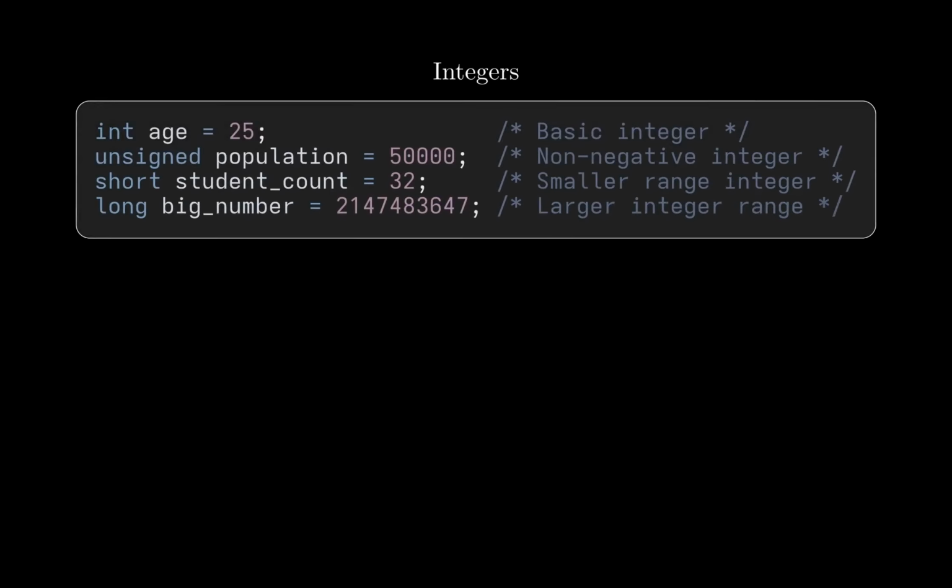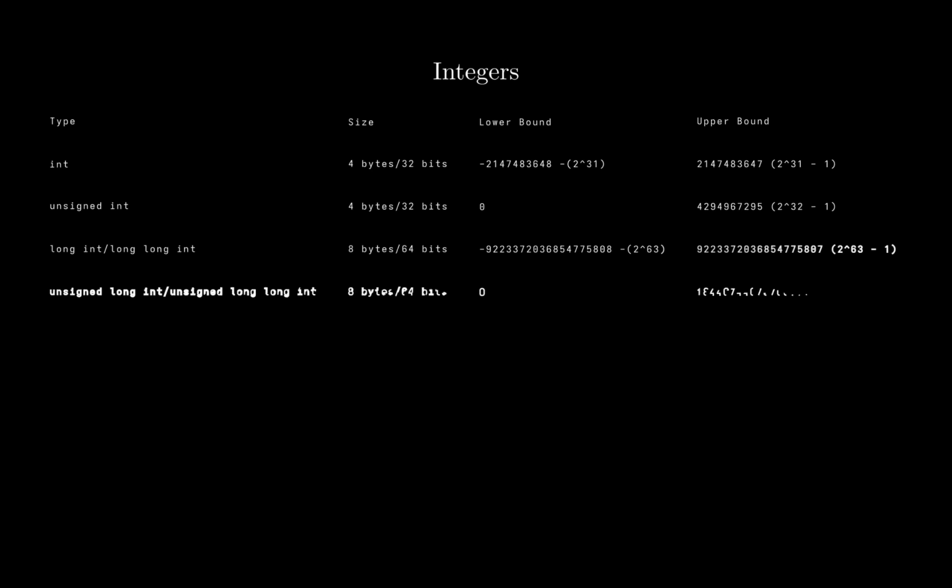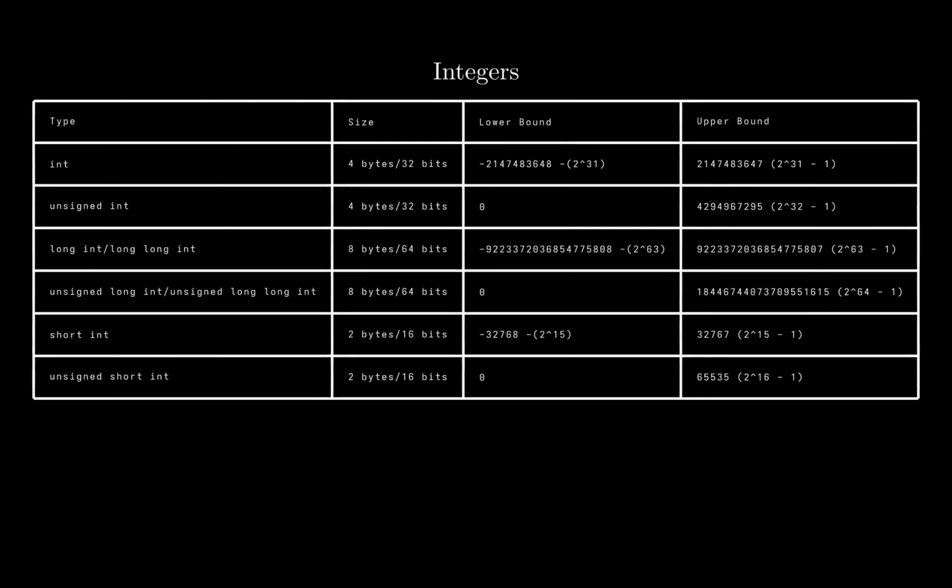So here's a few examples of integers. Nothing much here. And then here's the different sizes and ranges of integers. Note that I'm talking about 64-bit Linux systems here. But most POSIX systems will generally give you this range for integers, right? You need to worry about having different ranges mostly on embedded systems and stuff like that.